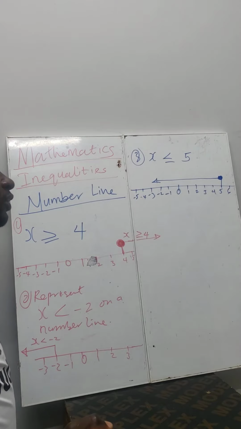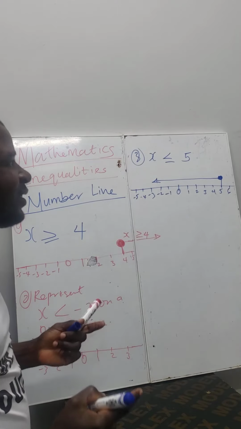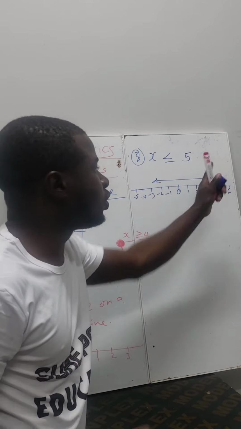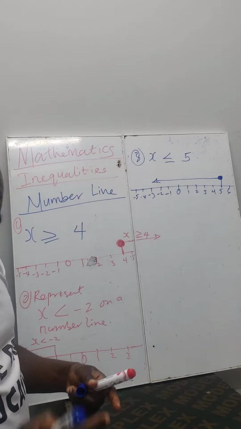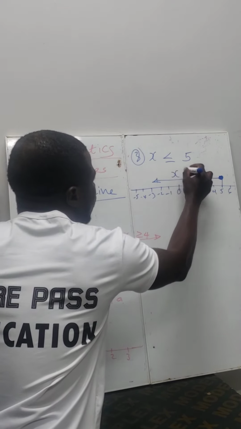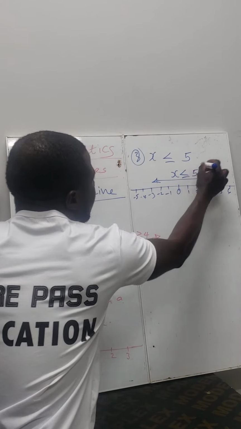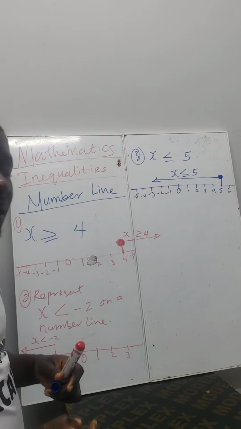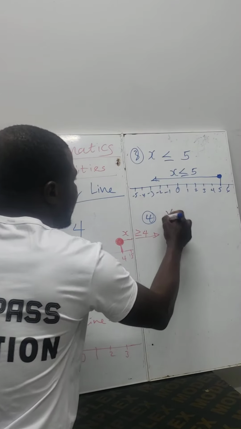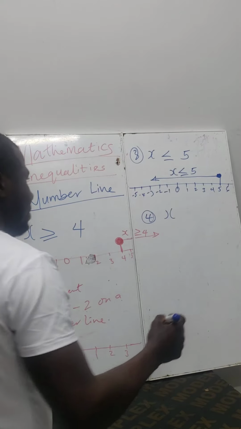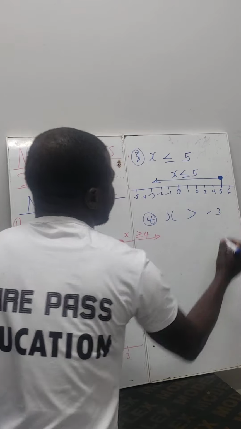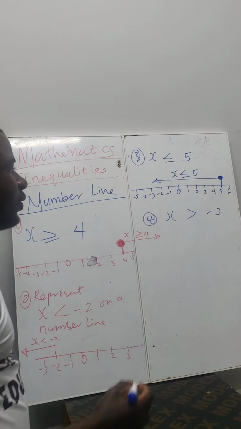I believe we know the difference between ordinary less than and less than or equals to. If it were ordinary less than, we don't need to shade. But now it is less than or equals to, then we shade that joint, indicating that it is less than or equals to. X less than or equals to 5. That is the answer. And lastly, let's look at this one. As you know, we have x greater than minus 3. X greater than minus 3.